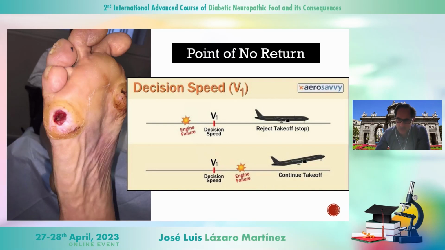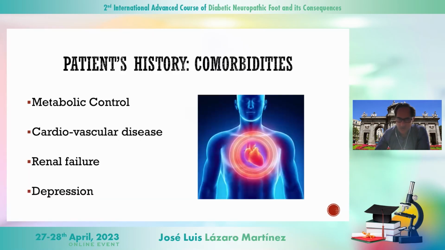I used to give this example, comparing it to the take-off process of a plane in an airport, in which there is a point of no return, where there is nothing to do once the plane is ready to take off. This is similar in a diabetic foot patient. So the message is: please do an early identification of the foot at risk, because otherwise it's very difficult to stop the development of ulceration.